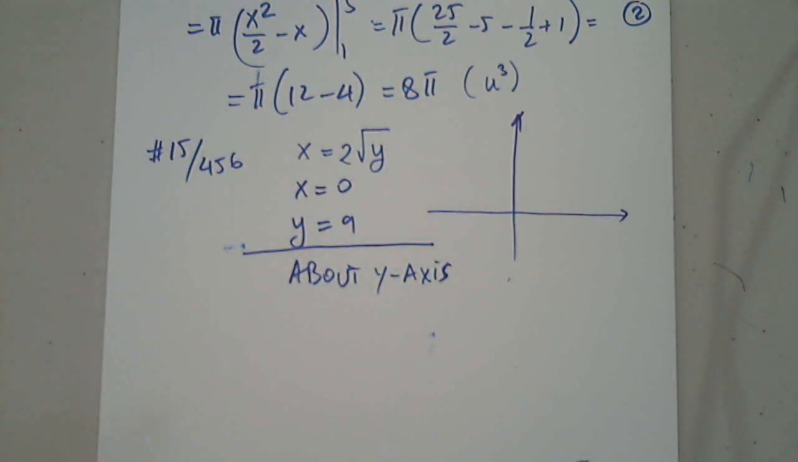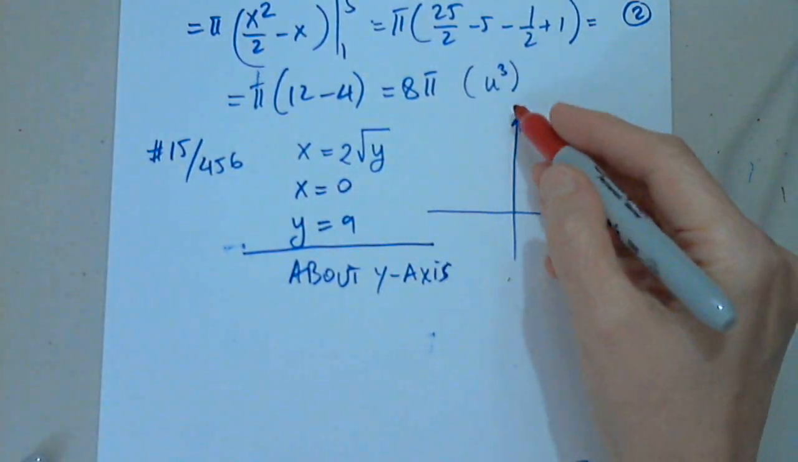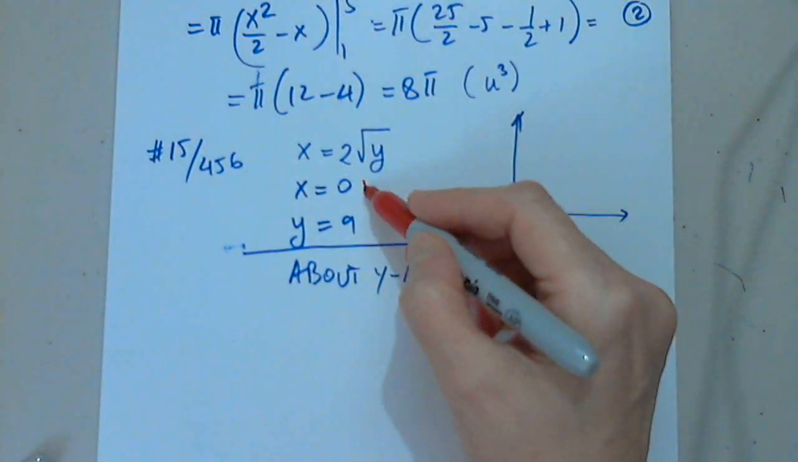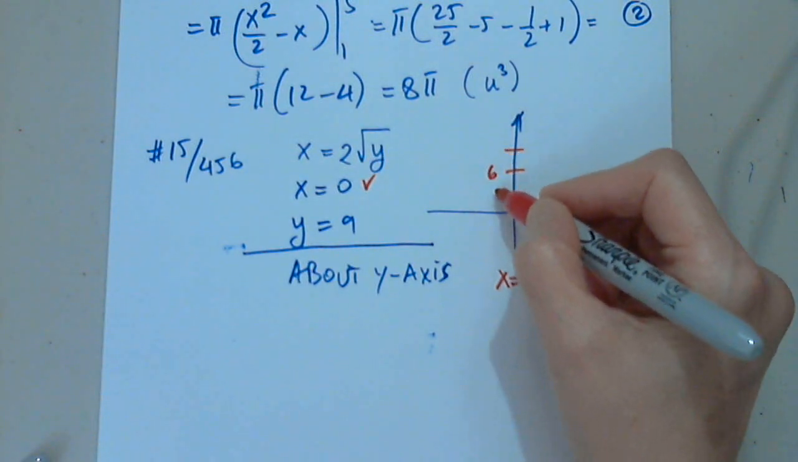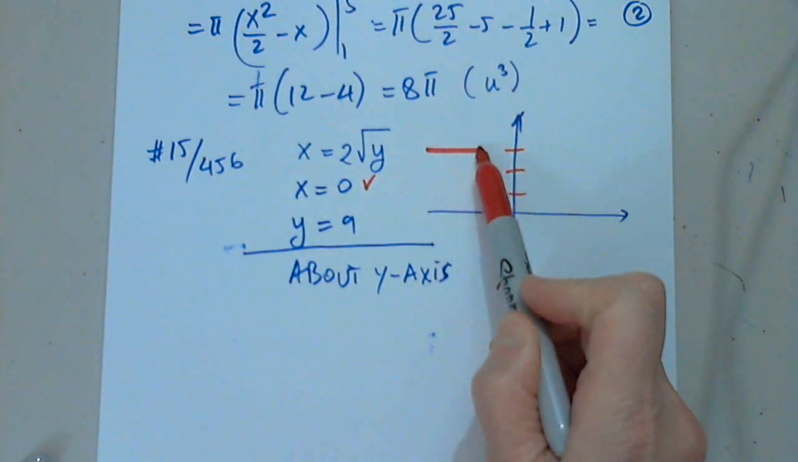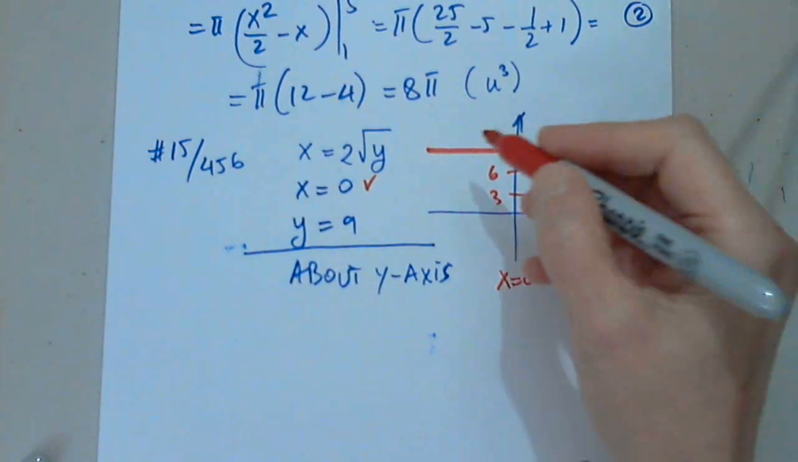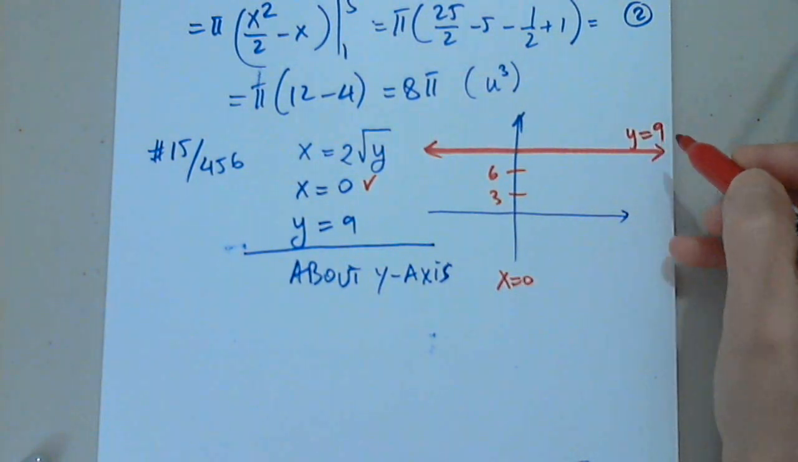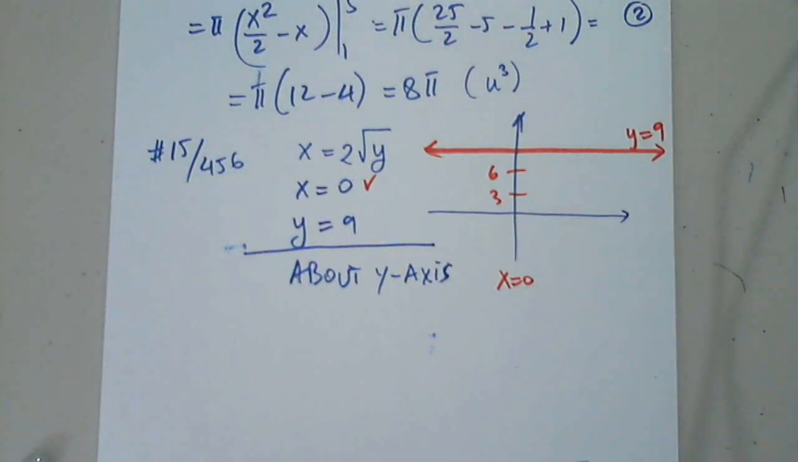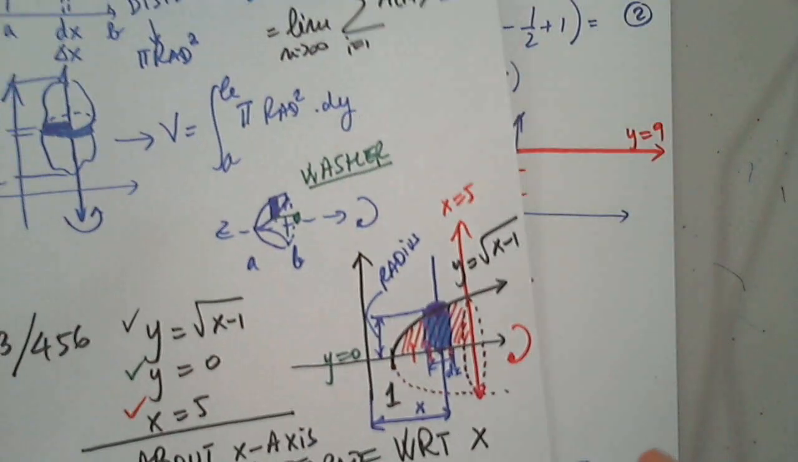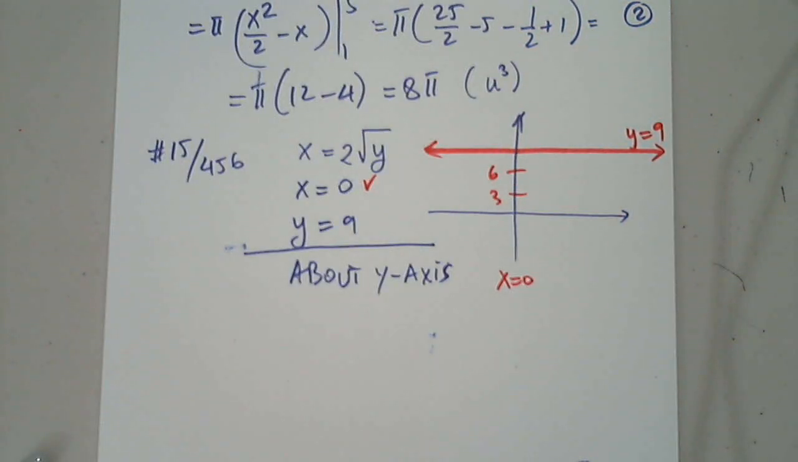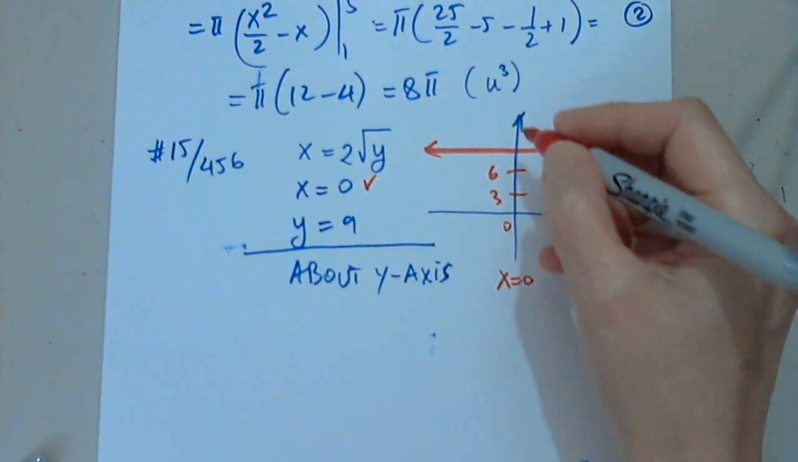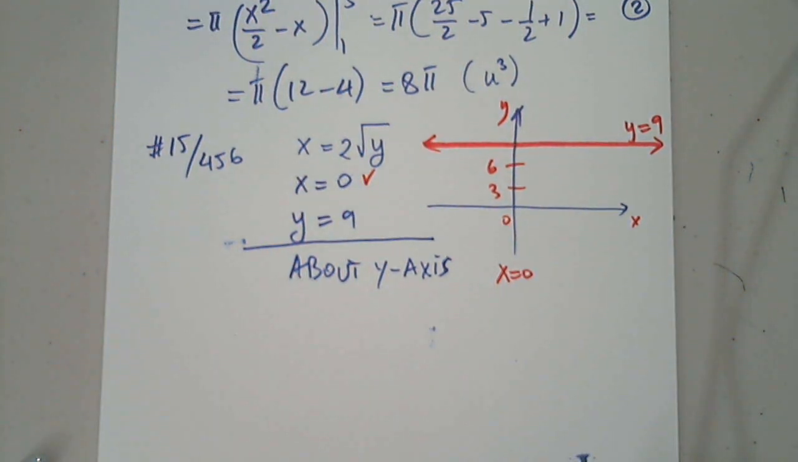Okay, so let's start with x equals 0. Here it is. Done. Y equals 9. 3, 3, 3. So 6 and 3, and here is y equals 9. Okay, and I don't ever want to forget to label the axis. So let's do that from the beginning. Y equals 9 is done.